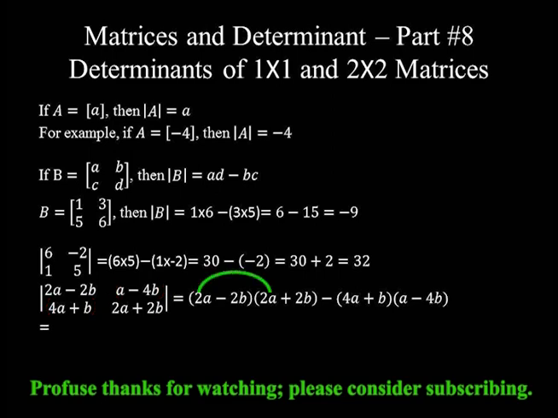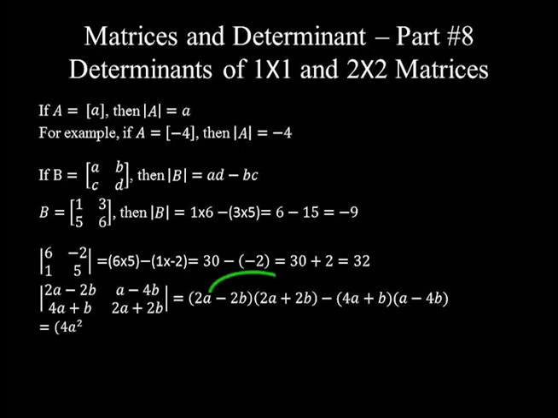2a times 2a is 4a squared, 2a times 2b is plus 4ab, minus 2b times 2a is minus 4ab, minus 2b times 2b is minus 4b squared for the first product. Minus, 4a times a is 4a squared, 4a times -4b is minus 16ab, b times a is plus ab, b times minus 4b is minus 4b squared, which is equal to plus 4ab minus 4ab equal to 0.